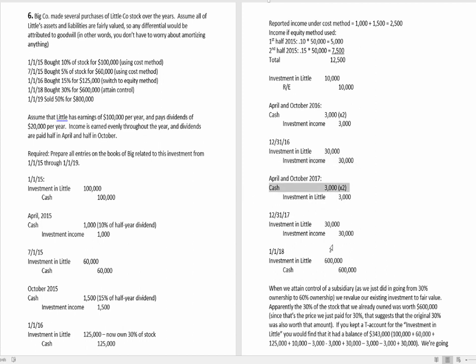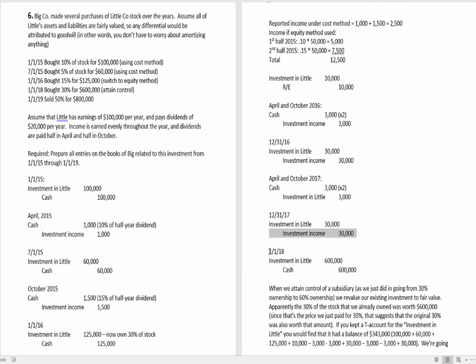2017, the exact same thing happens. We record two receipts of $3,000 cash, one in April and one in October. That's why I wrote the little times 2 there. At the end of 2017, another $30,000 of investment income, our 30% of their reported earnings.